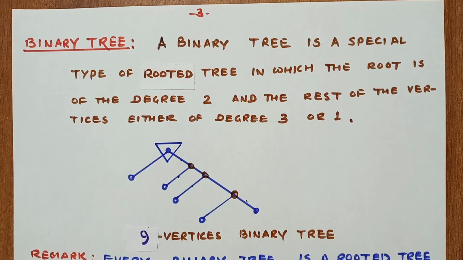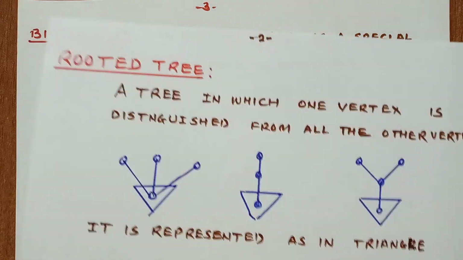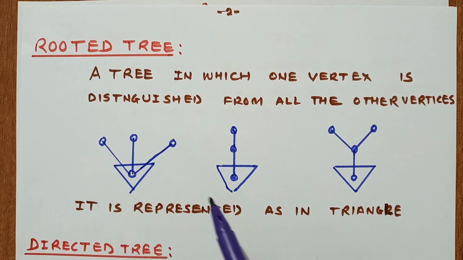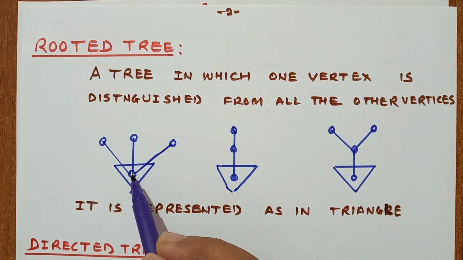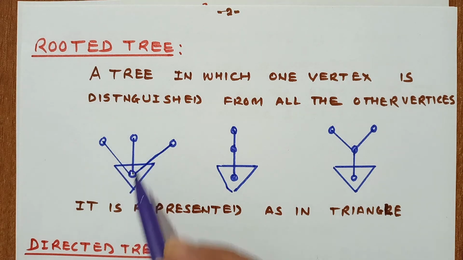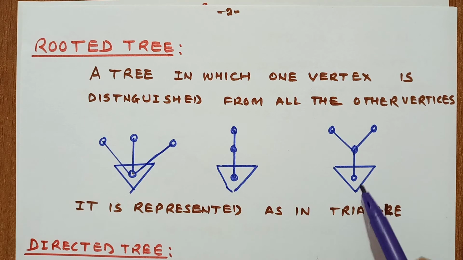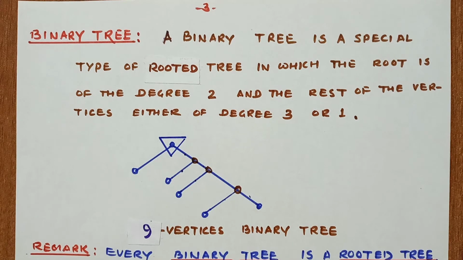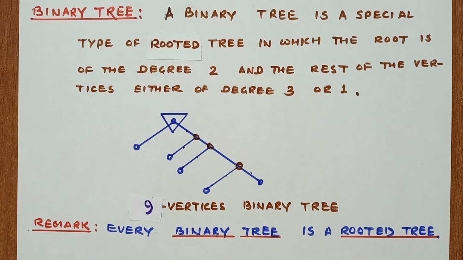You can see here this is a rooted tree but not binary, because the degree of the root is not 2. Here this root has degree 3, this root has degree 1. So this is not a binary tree. Every binary tree is a rooted tree, but the converse is not true.